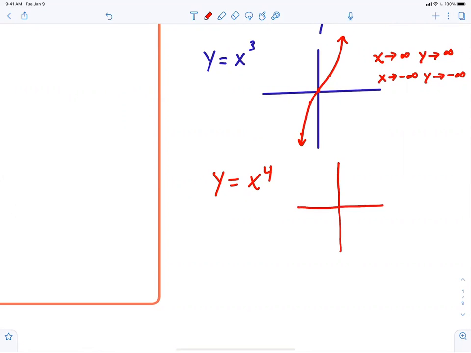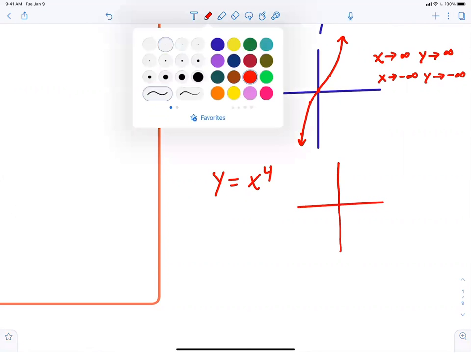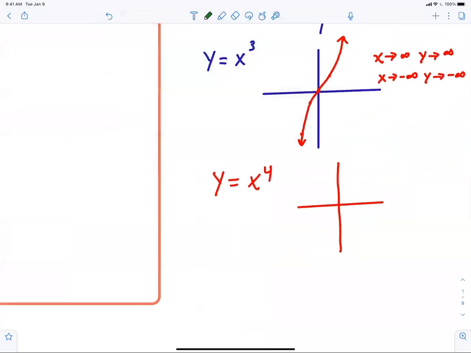So everybody should be able to look at Y equals X to the 4th. When you're graphing it, you should understand that it just is more narrow and looks exactly like X squared. So we say as X approaches infinity, Y approaches what? Infinity. As X approaches negative infinity, Y approaches infinity. Beautiful.